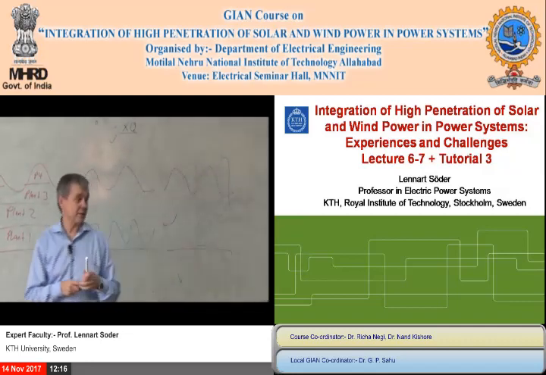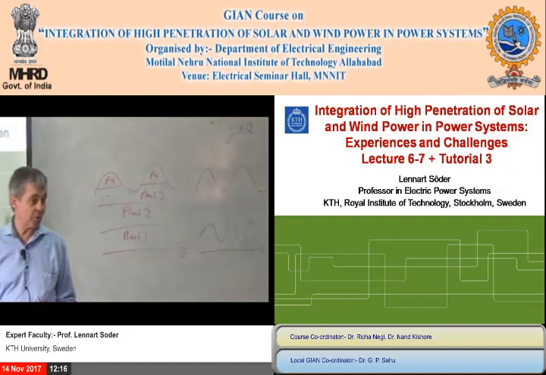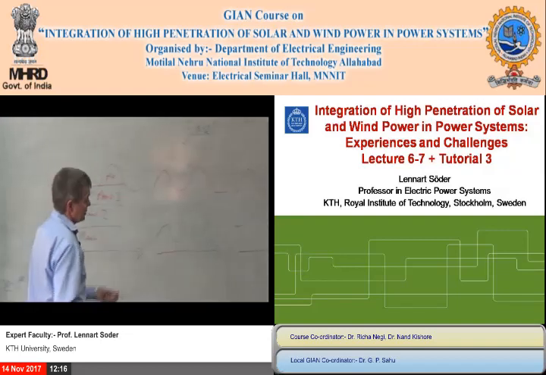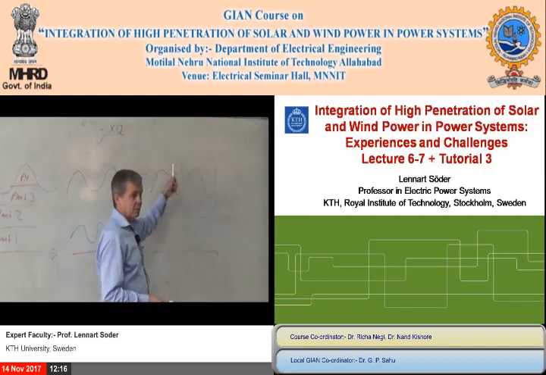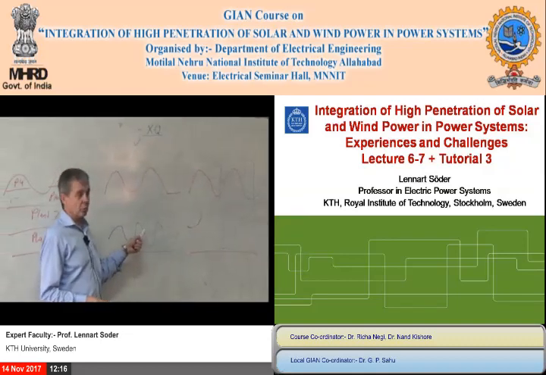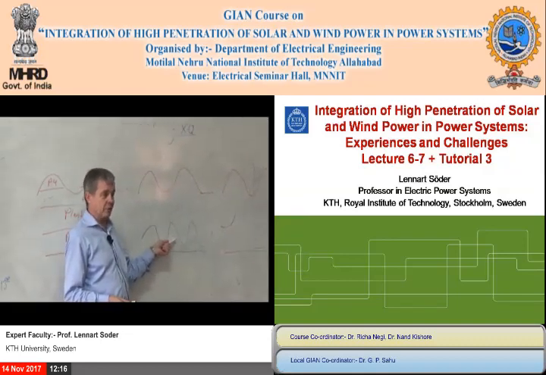Because that's what you will get at 40%. This is how it will look when you have 40% solar power. Sometimes you will get much more production than demand. As long as it is this, I don't call it high penetration. This I call low penetration.